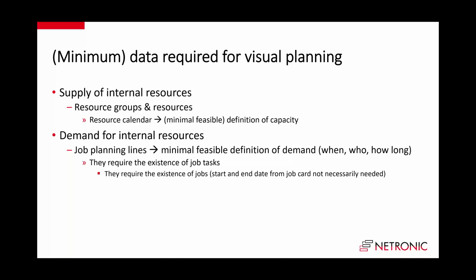So from a scheduling standpoint, we would only need the job planning lines, but the way Business Central is built, you cannot create a job planning line without a job task. So we also need to have a job task, just as the entity carrying the job planning lines, and you cannot build a job task without a job. So we also need the job as the entity carrying the job task, carrying the job planning line. And on the job card, there's actually a start and end date, and you would say, okay, we would need this for scheduling, but for the VJS, this is not necessarily needed, and I will show you why and how. And this is the data that we are now going to balance out with the visual job scheduler.